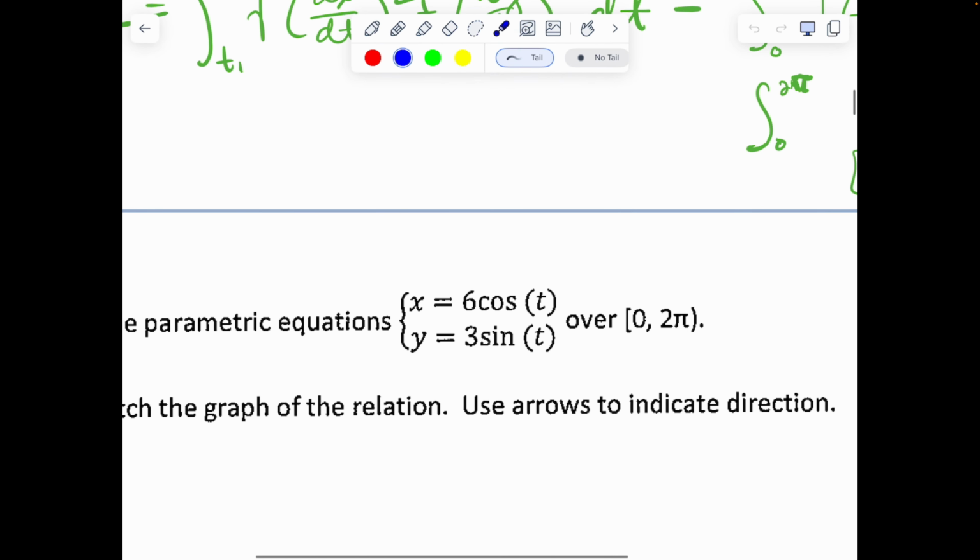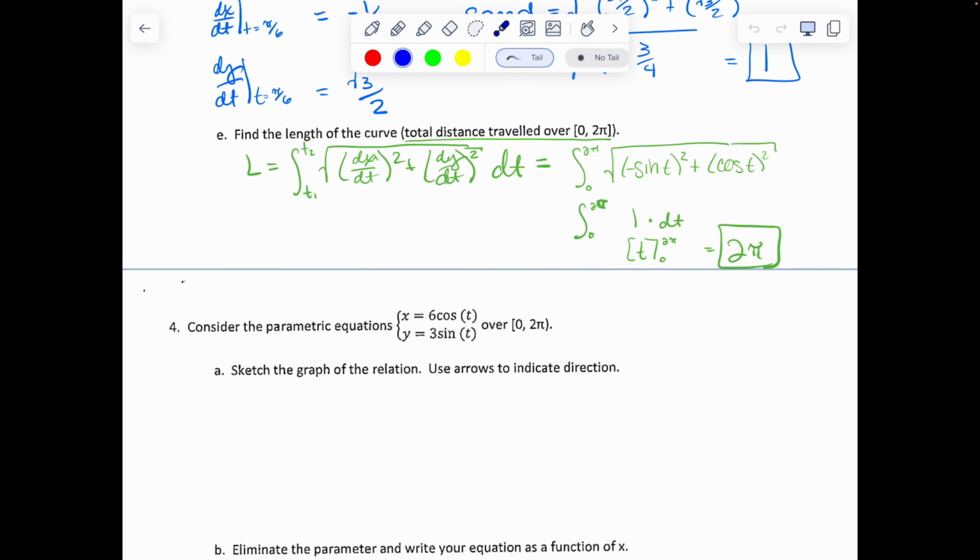Ellipse. Did we do this one? We started it, but we didn't. Oh, okay. Or I might have told you guys to do it and then we never went over it. I think we just ran out of time. Yeah, the bell rang, I think halfway through.